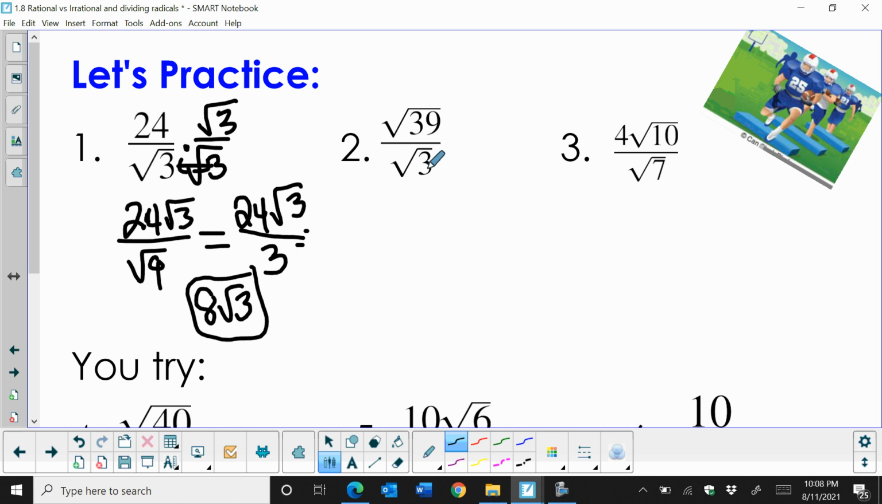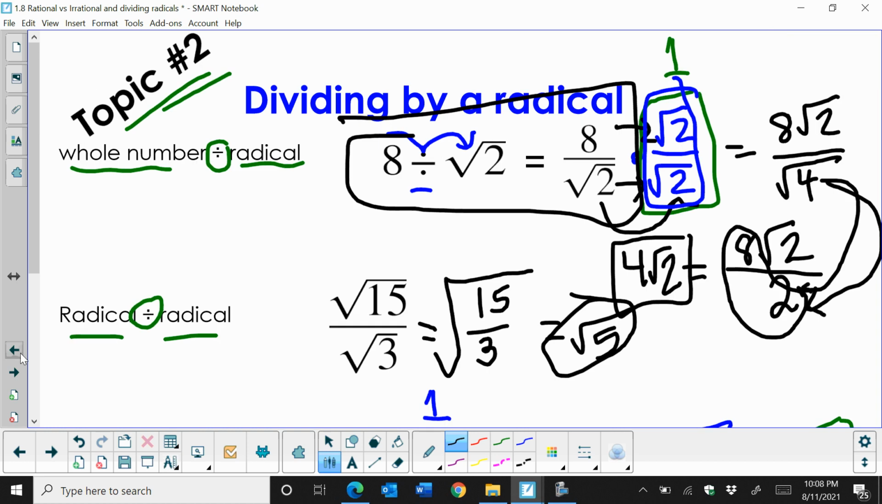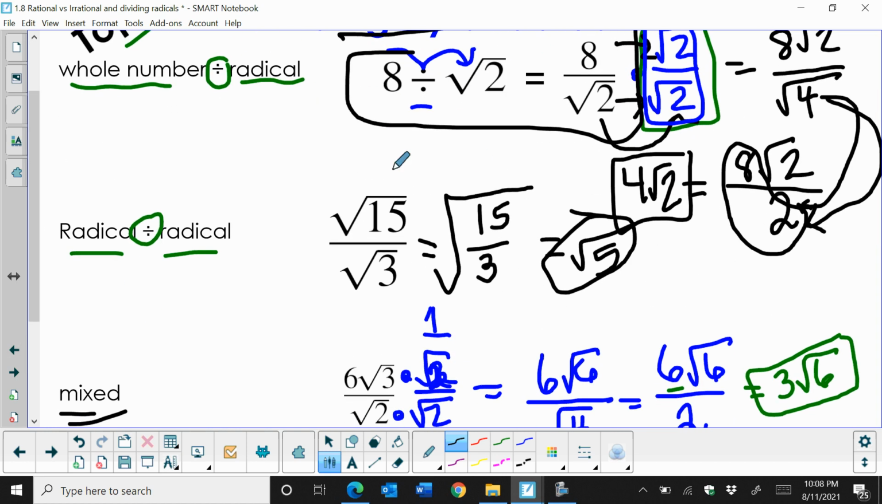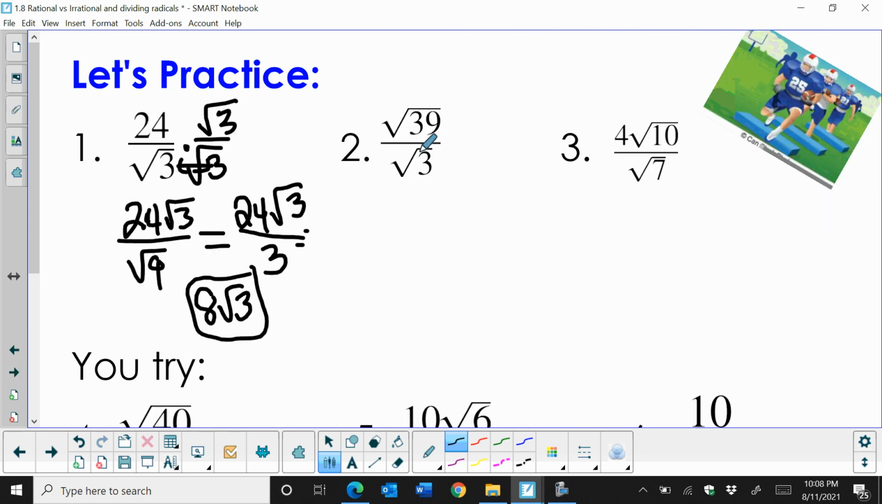So let's try this one. We have a radical on top and a radical on the bottom. So let's look at our example. What did we do with those? Well, we drew one big radical and we divided them if they can. So let's see. Let's draw one big radical.